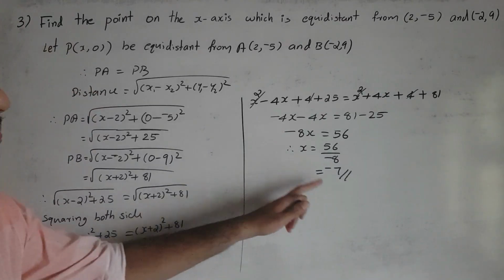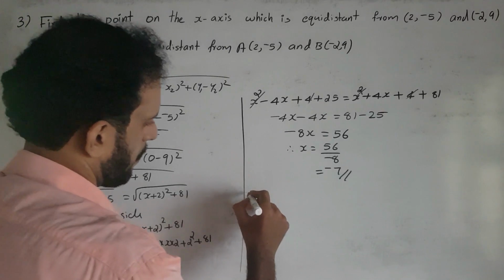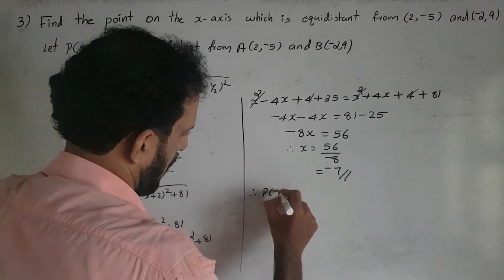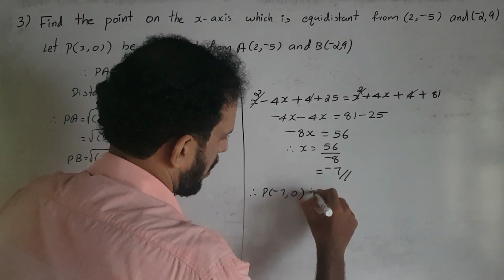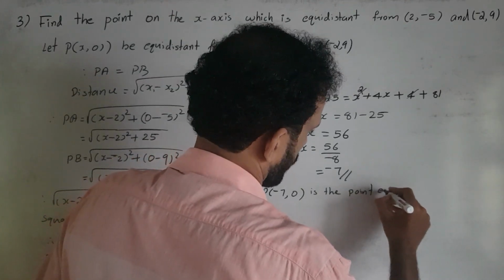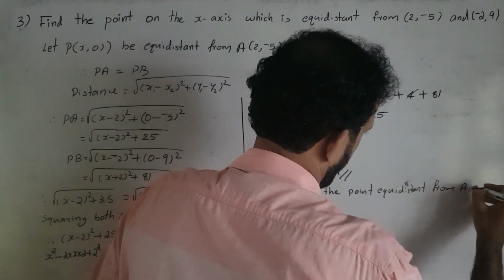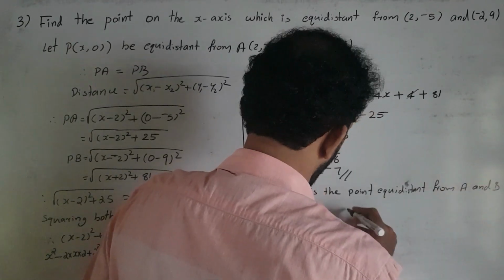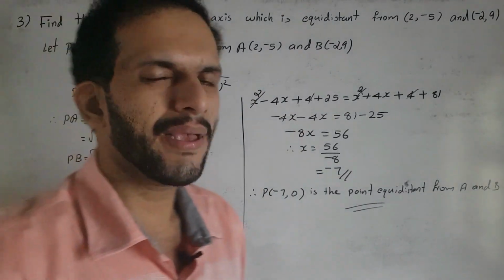So the value of x is minus 7, which means which point is equidistant? P x 0 is the point we chose. Therefore, P (minus 7, 0) is the point. (Minus 7, 0) is the point equidistant from A and B. Okay, therefore P (minus 7, 0) is the point equidistant from A and B.